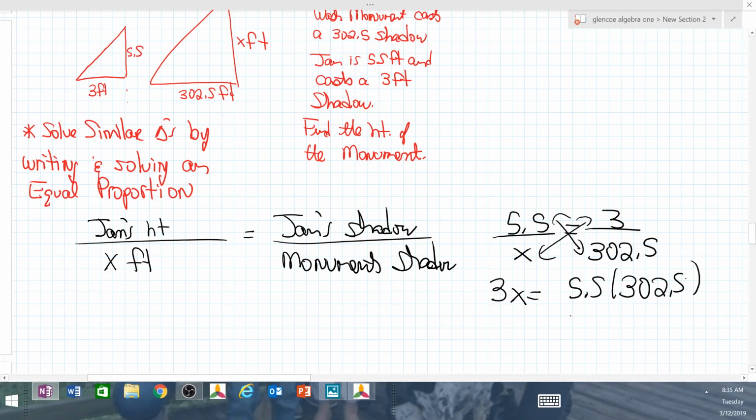Did everybody get 1663.75? Yes? Divide each side by 3. And the height of the monument is approximately what? What did you guys get? 554.6 feet.